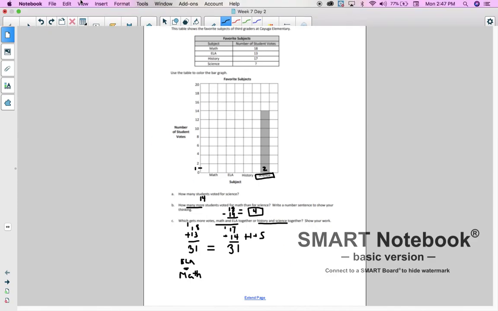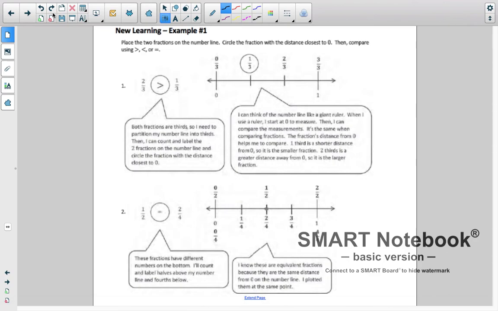All right, let's move on. All right, so let's look at example number 1. It says place the two fractions on the number line. Circle the fraction with the distance closest to 0, then compare using greater than, less than, or equal to. So let's look at our example. They have 2/3 and 1/3.